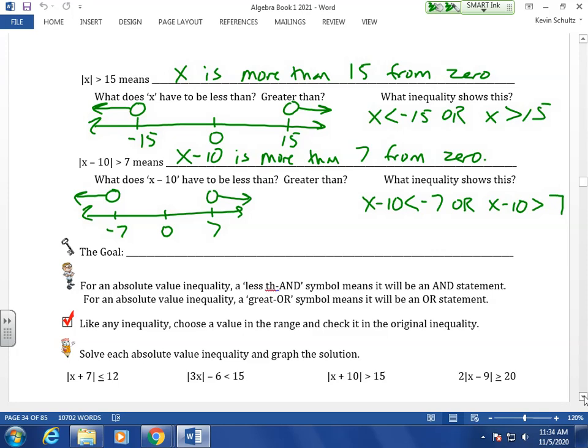Our job here is to get from, what does this mean? How do I solve that? Transfer it to an or statement. Okay? How do I solve this? Transfer it to an or statement.